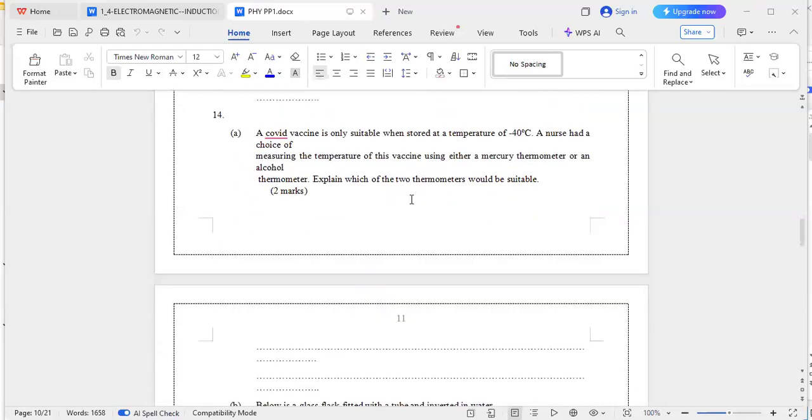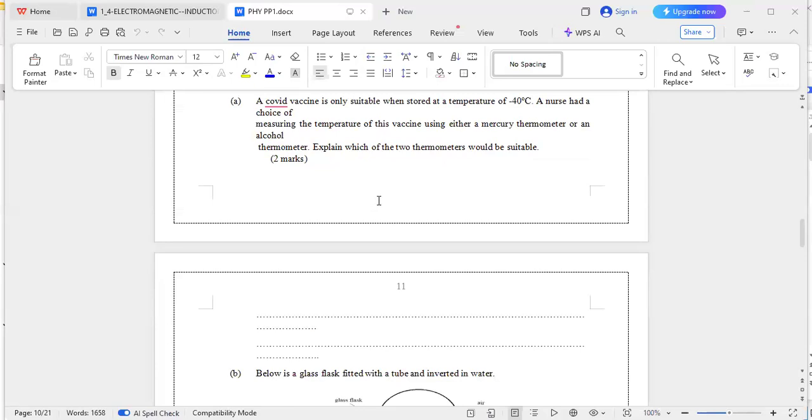Let's move to number 14. A COVID vaccine is only suitable when stored at a temperature of negative 40 degrees Celsius. A nurse has a choice of measuring the temperature of this vaccine using either a mercury thermometer or an alcohol thermometer. Explain which of the two thermometers will be suitable.